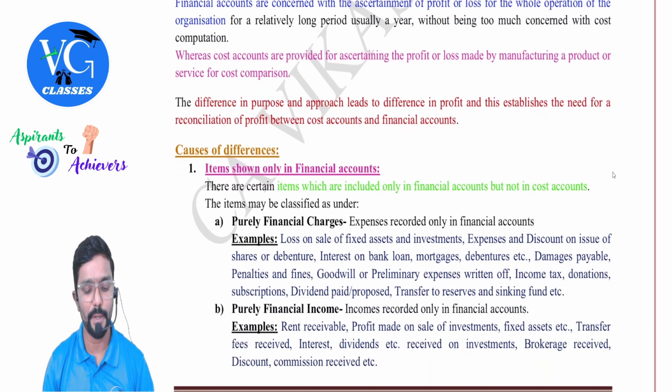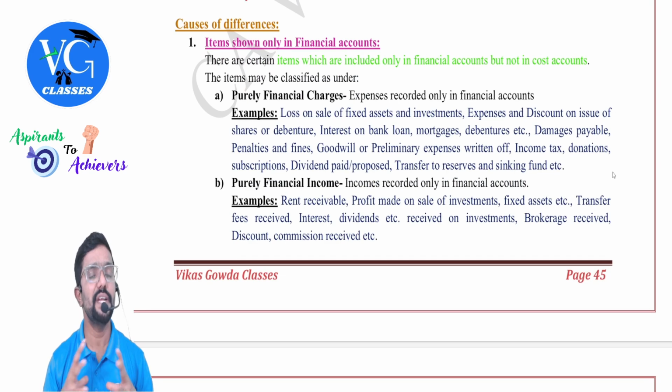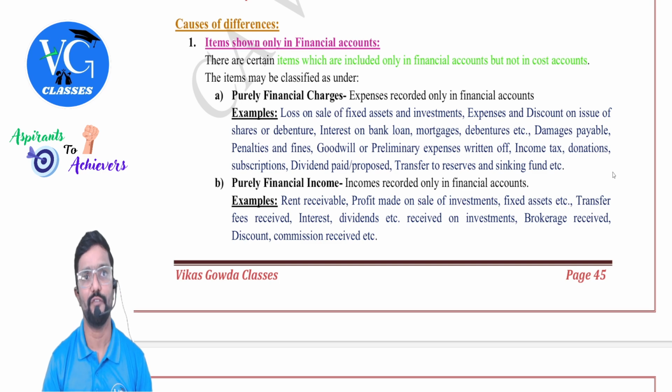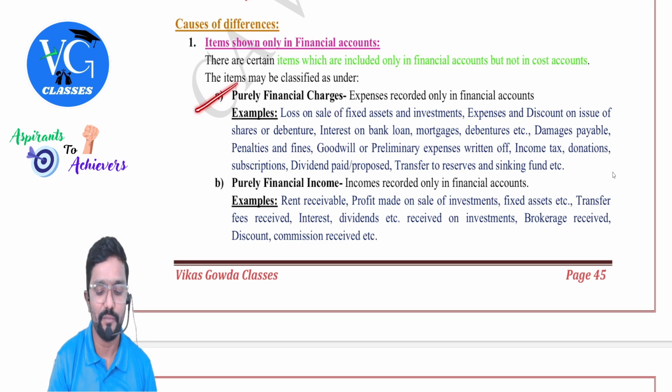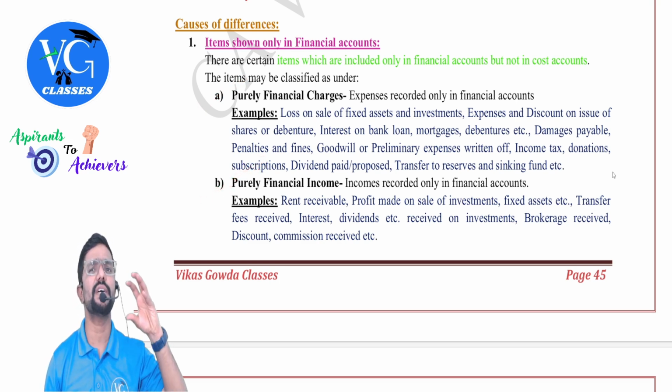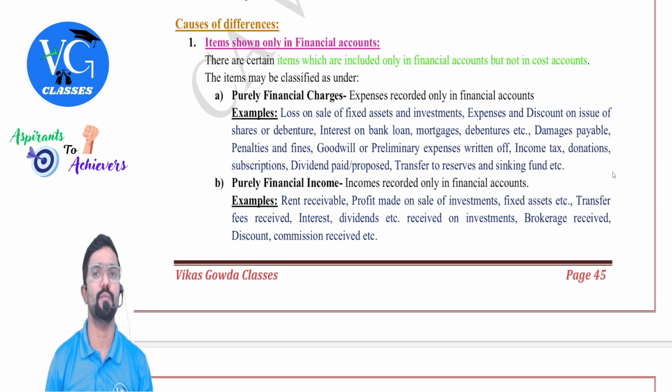So I have also given here the main reasons why we will have a difference between costing profit and financial profit. Sir, what are those? One by one. Pure financial charges and pure financial income are the items which are recorded only in financial books, but not in costing books. Let me read and explain. I have given a few examples also.